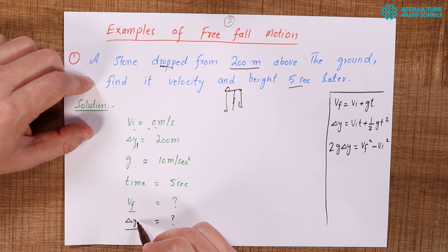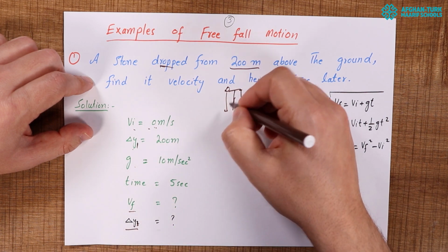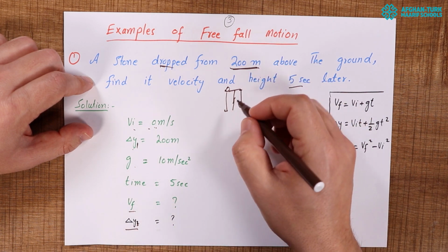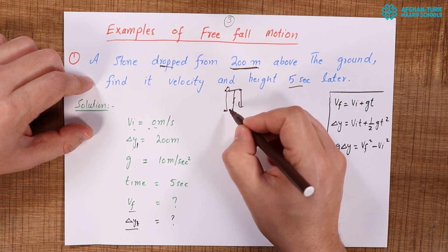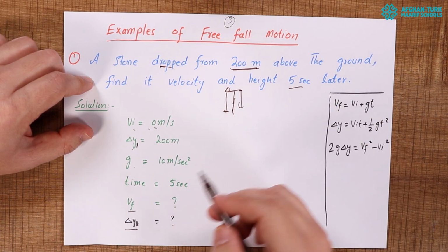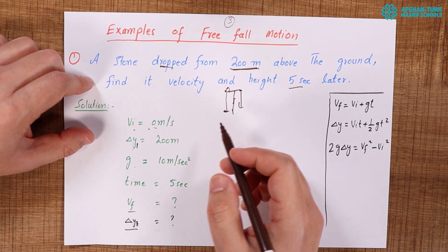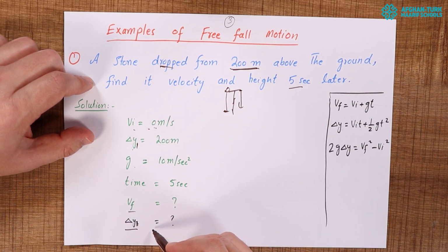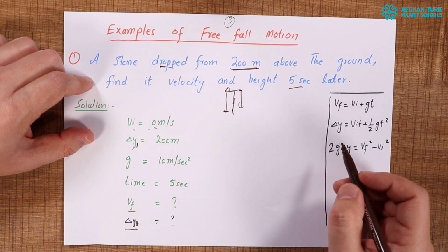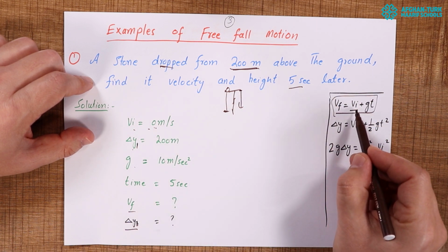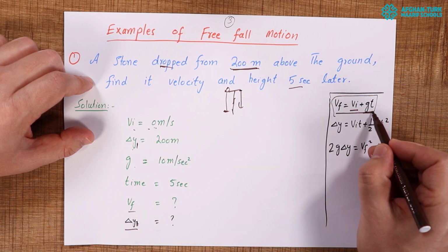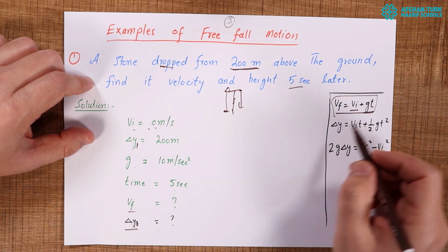So we will find VF after 5 seconds, and delta Y, here I mentioned delta Y1 and delta Y2. The total height is 200 meter, but after 5 seconds, what is the height if we drop the stone? So we will find after 5 seconds the velocity, and after 5 seconds the height. If I use this equation, I can use it because the VI is given here, G is also here, and the time is also here.